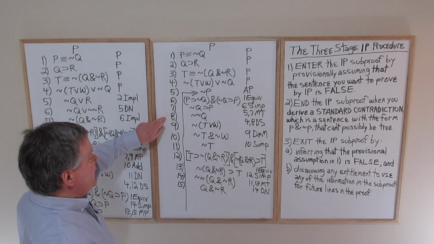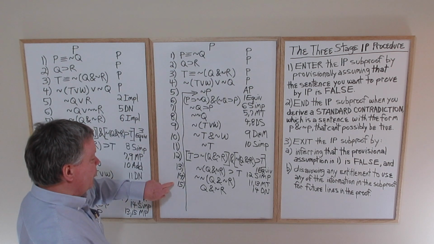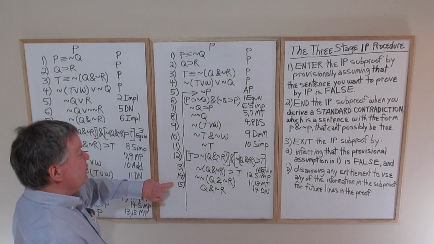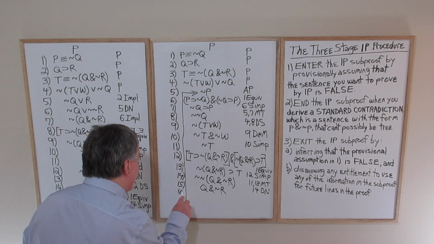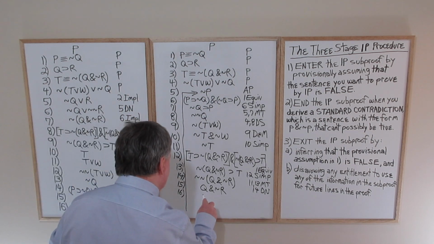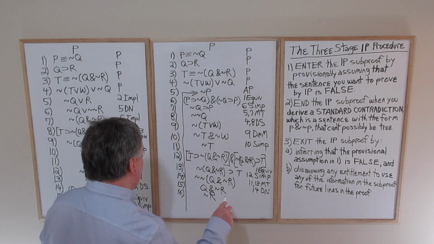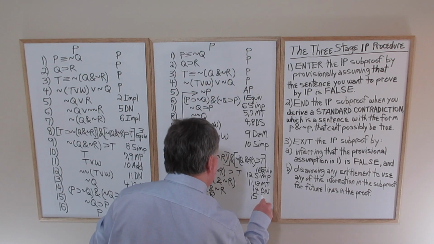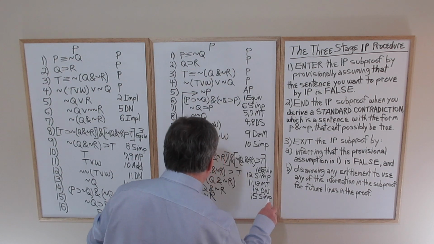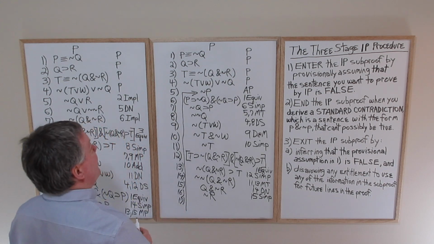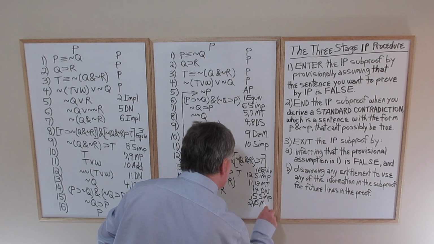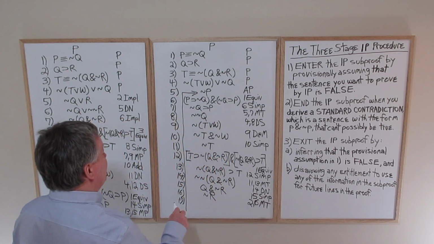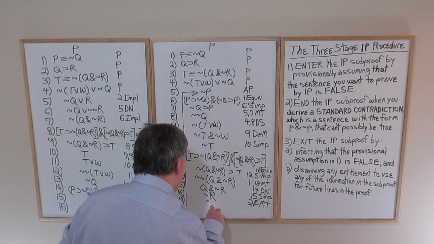Now, we've got tilde tilde Q on line 8, so there's no Q-related standard contradiction. What we have to do is remove tilde R, so that's 15 simp. Then 2, 16 modus tollens will give us tilde Q.